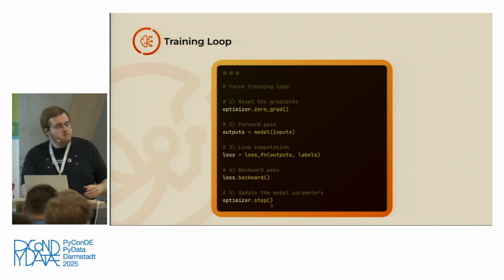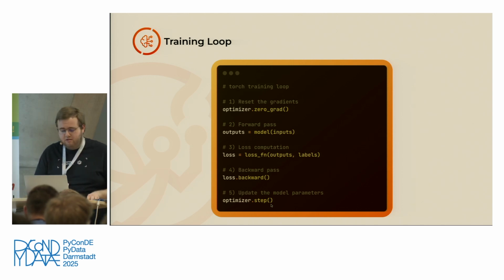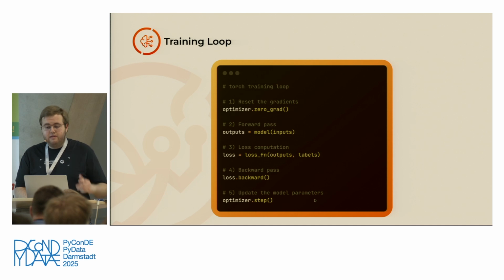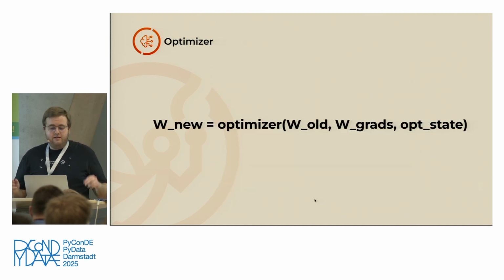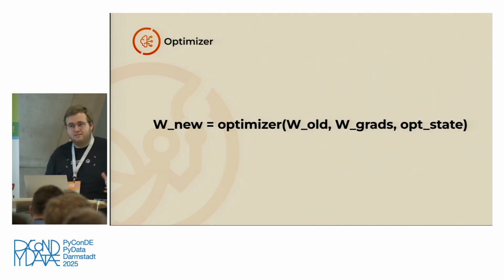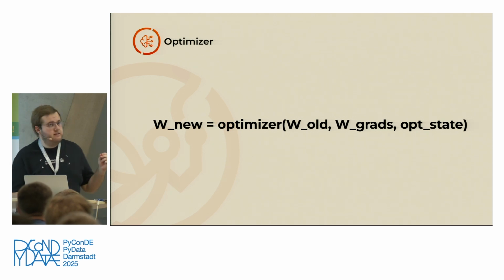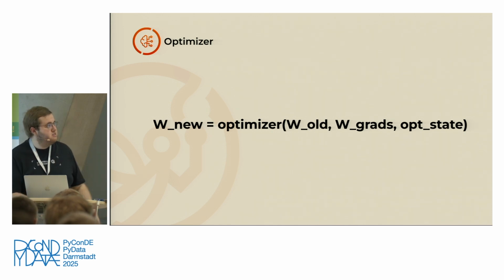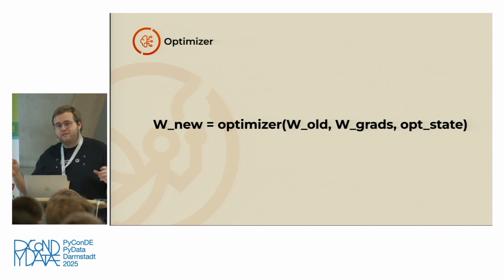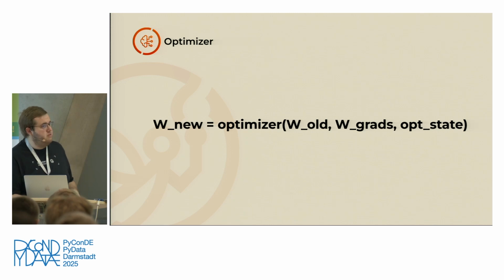However, we haven't really talked about optimizers and we don't have them implemented. So what is the optimizer? Basically, the optimizer can be seen as a function, for example, that calculates the new values of the weights based on the old values of the weights, the gradients of the weights, and optionally some internal state of the optimizer.